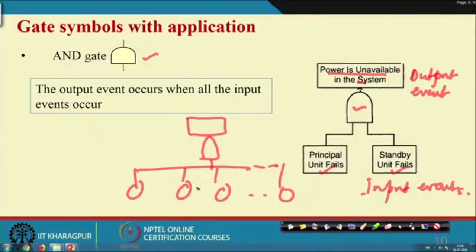Here suppose there are k inputs with an AND gate and one output obviously. In that case this output will occur only when all the k inputs occur. If all the k inputs don't occur, the output will not occur. That is what an AND gate is.